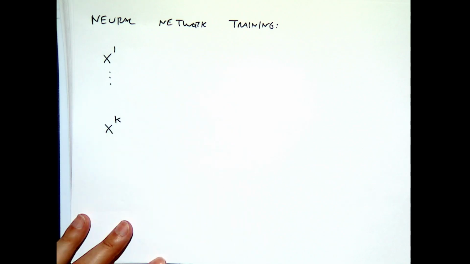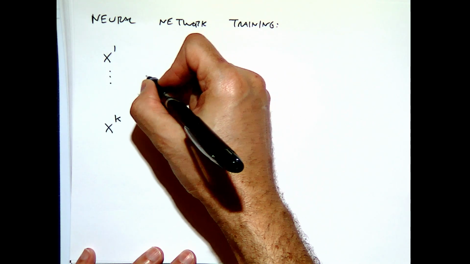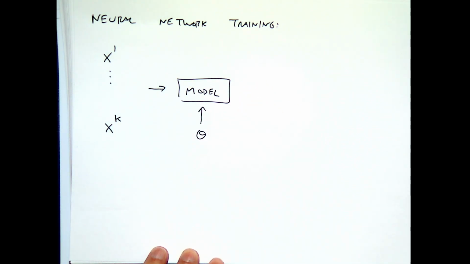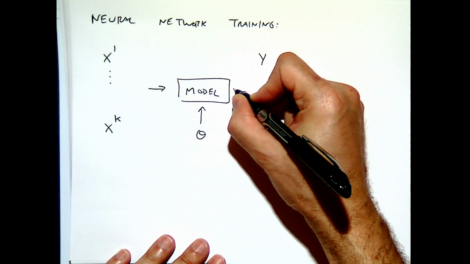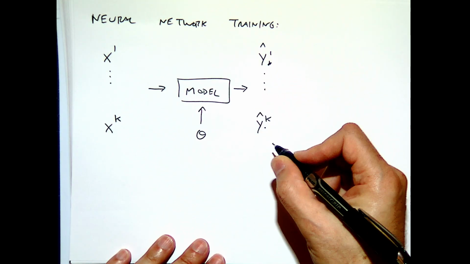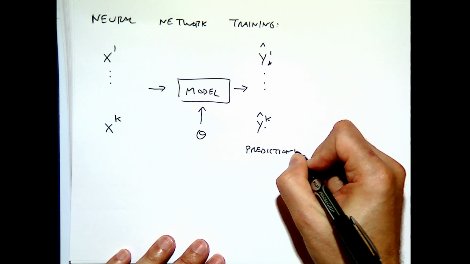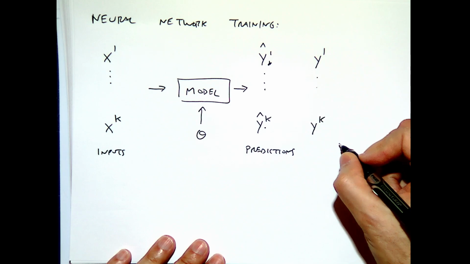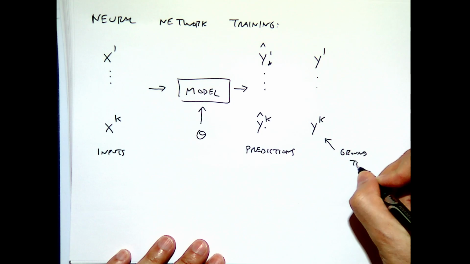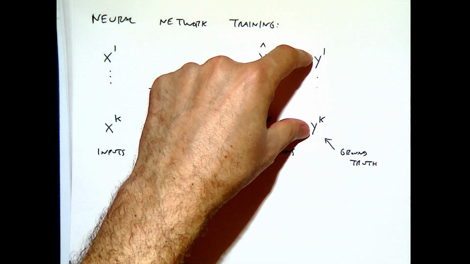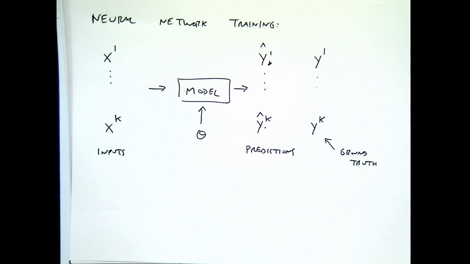Just to be clear, I'll try to do some annotation. Here I'm using superscripts for data samples, each of which are vectors. Now these can all go through the model, parameterized by theta, which is what I'm trying to tune. The model is going to produce a bunch of predictions of what the outputs should be. These are inputs, these are predictions, and then I have what I would call ground truth. What I'm trying to do is move the parameters of the model around to bring these y hats as close as possible to the corresponding y's. That's the whole idea of neural network training.